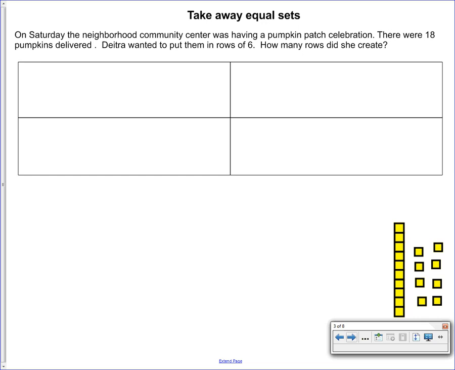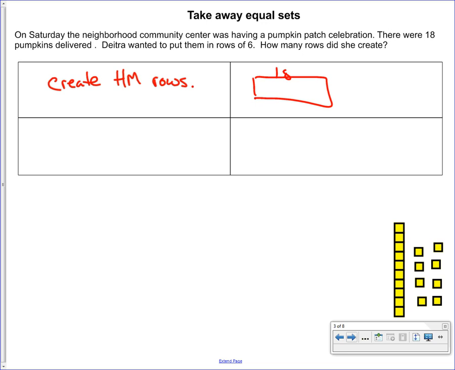So we're taking away equal sets now. On Saturday, the neighborhood community center was having a pumpkin patch celebration. There were 18 pumpkins delivered. Deetra wanted to put them in rows of 6. How many rows did she create? Okay, so there's 18 pumpkins. She wants to put them into rows of 6. How many rows? Okay, we're going to divide. This is 18 divided by 6.